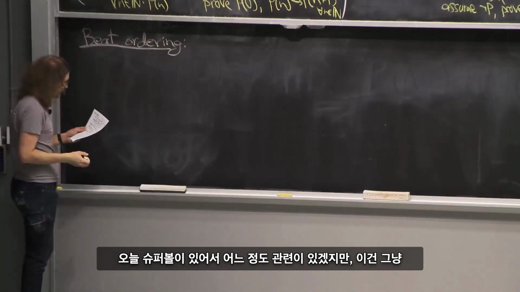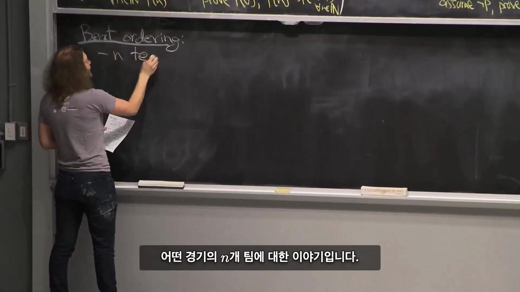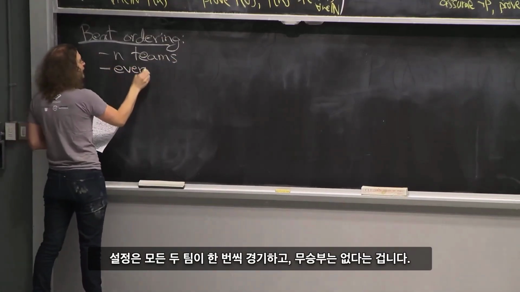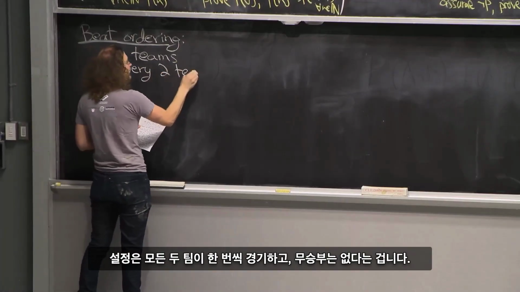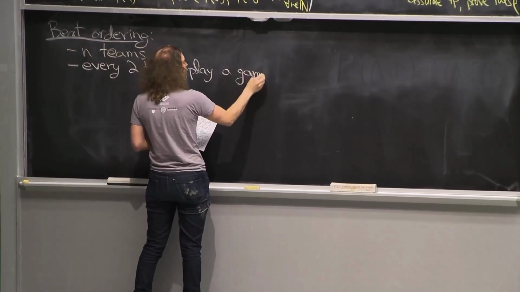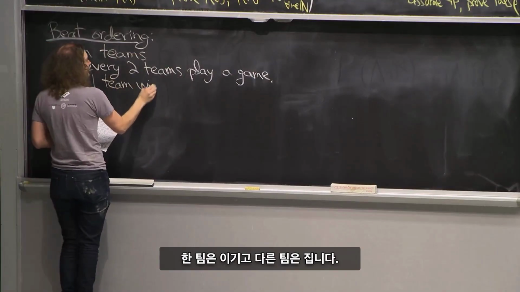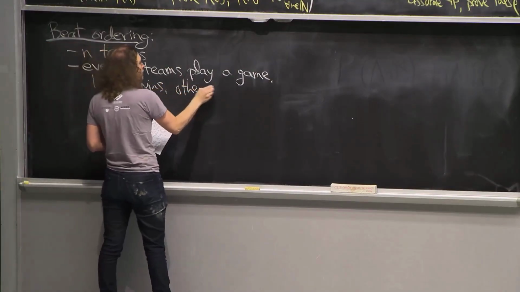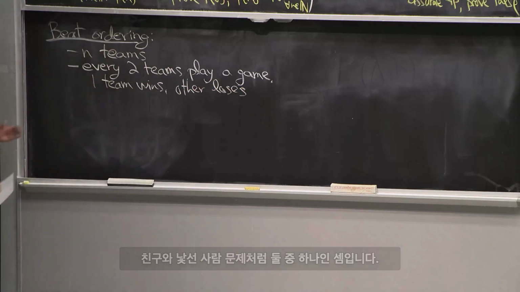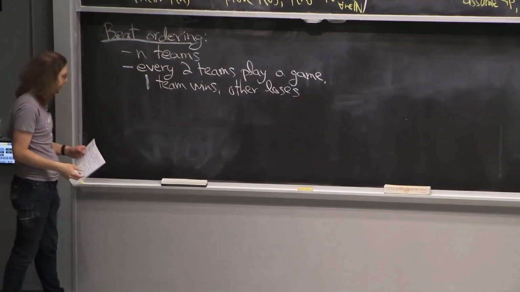I guess somewhat relevant today because it was a Super Bowl, but this is just about any teams of games, n teams in some game. And the setup is that every two teams play a game and there are no ties. One team wins and the other loses. Okay, this is sort of like friends and strangers, where it's either one or the other, but in this case it's asymmetric. They're not both happy or both sad. One's happy and one is sad.